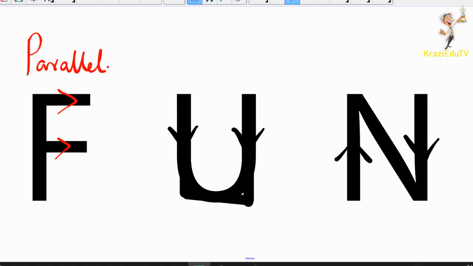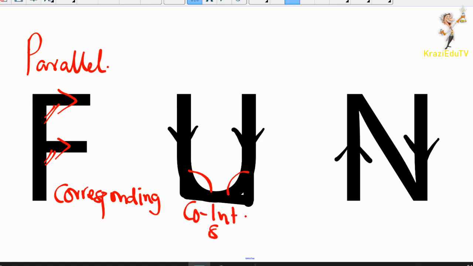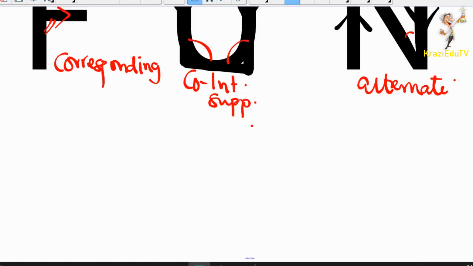Now what are the angles we're looking at here? We're looking at this angle here equal to that angle, and we talk about what? Corresponding angles. We're looking at this angle and the angle here as co-interior, and we know that they are supplementary. And then finally we're looking at this and this, and we call them alternate angles. That can only happen when we have parallel lines.